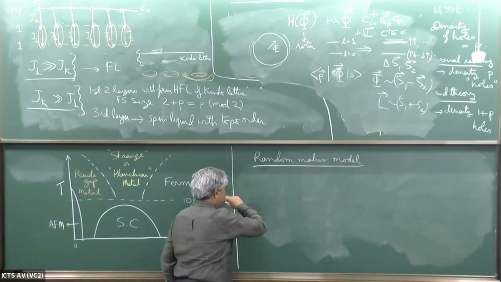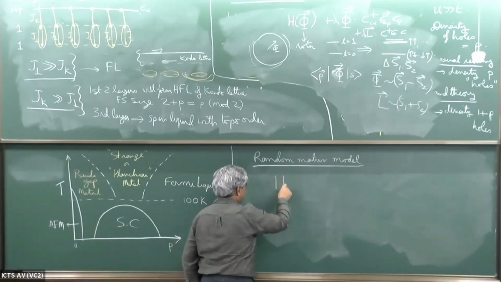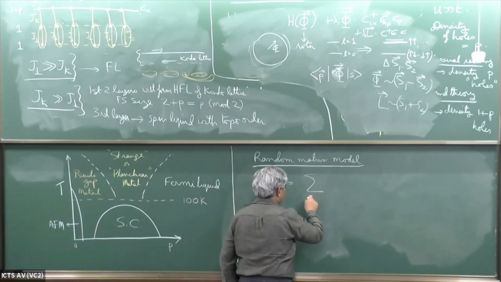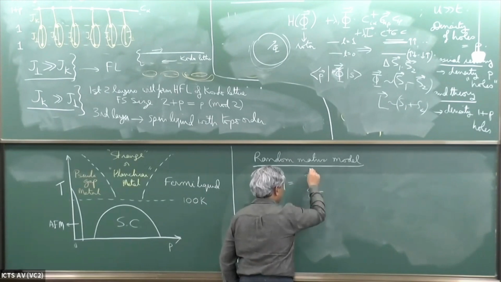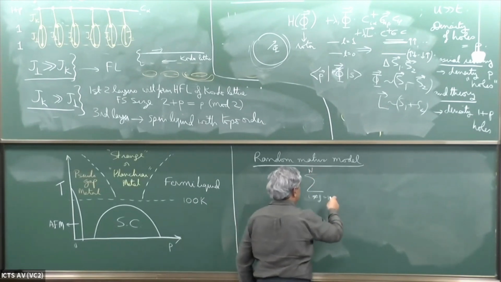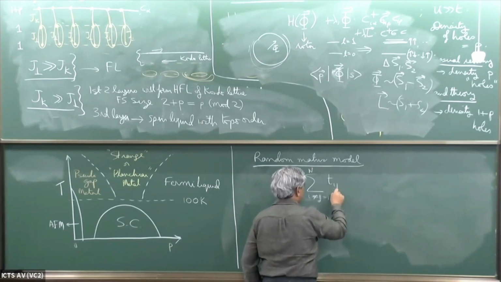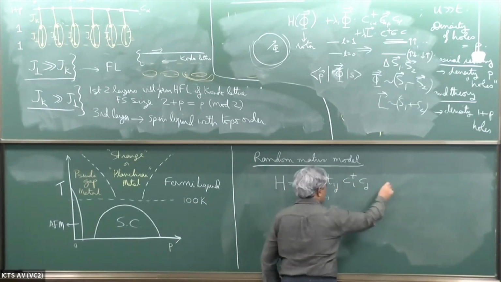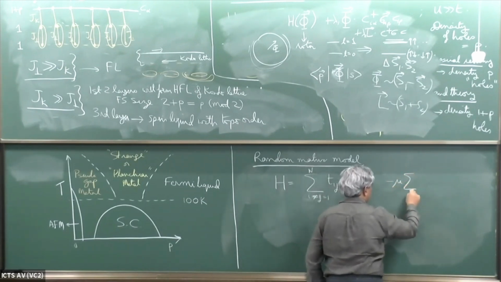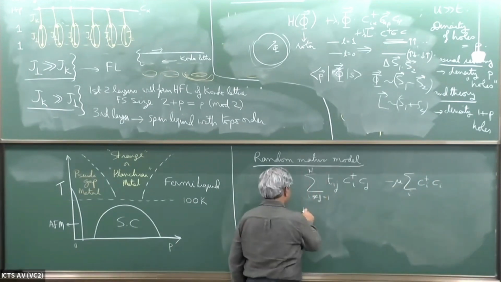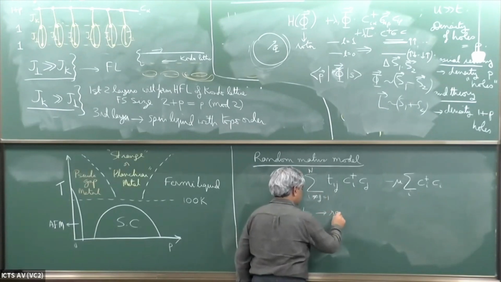So random matrices mean different things to different people, but let me tell you what it means in our discussion. So you have a bunch of sites, i goes from 1 through n, and j, i not equal to j, going from 1 through n, with some T_ij, summation, c dagger i c j, and some chemical potential. So this T_ij is a random matrix, basically.